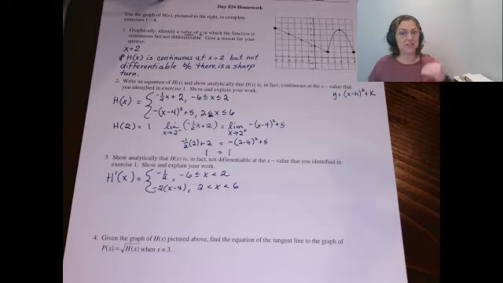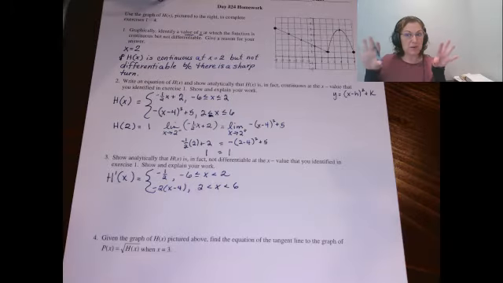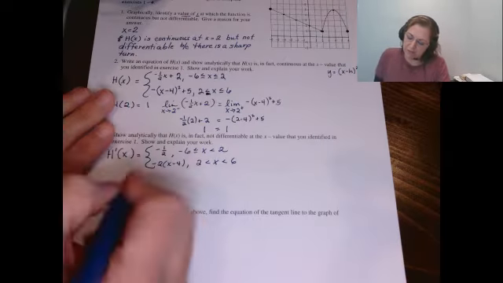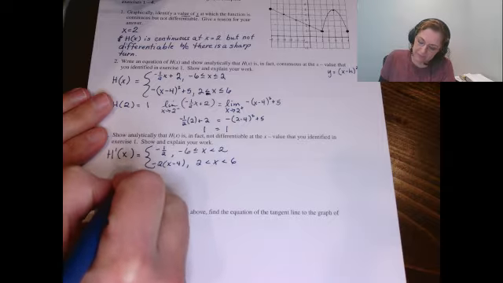Just like we did with the continuity, we've got to show that both sides of this derivative coming into 2 are equal. So we need the derivative from the left.